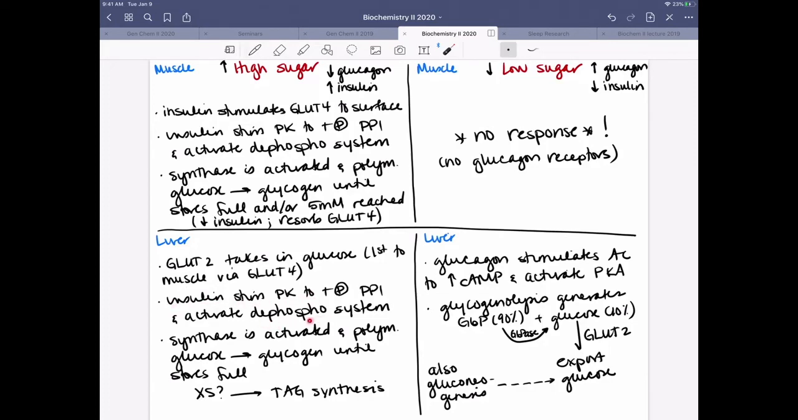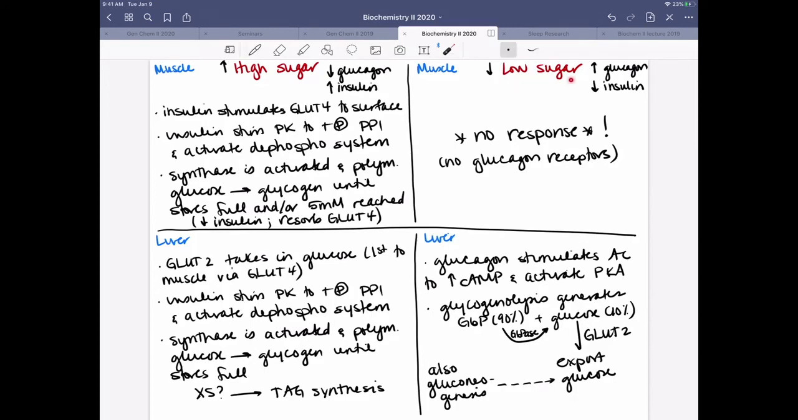Same processes happen here. Insulin-stimulated protein kinase is going to put us in a dephospho system with PP1. Synthase being activated is going to synthesize and polymerize glucose in the liver cells, storing it as glycogen until those storage reserves are full. And at this point, we differentiate a little bit from what happens with muscles, because if there is still excess blood sugar in the bloodstream, liver will continue to pull it in. We will have glycolysis, and then pyruvate dehydrogenase making acetyl-CoA, allowing us to store those reserves as triglycerides.